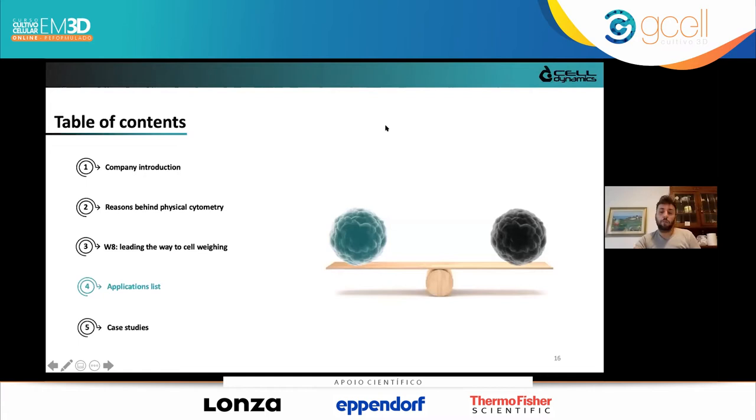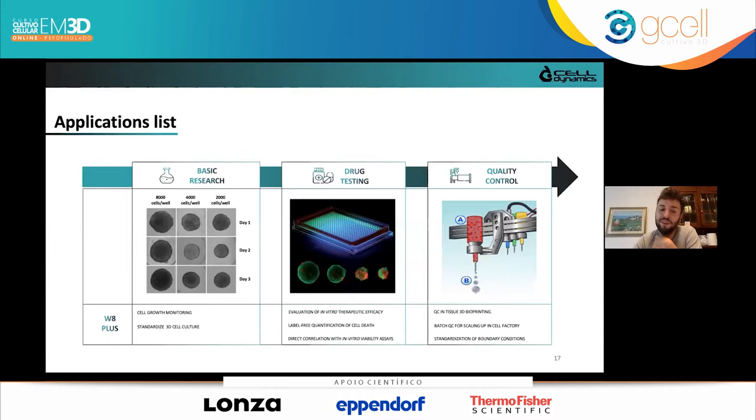Let's take a look at the major applications of this technology. I selected three evocative images to make it clear. So far we have selected three applications. Basic research, so you can use this technology and the output to monitor what are the physical changing of your samples throughout the time of your experiment. So over time, during the cell growth and the growth curve of your sample. So you can do cell growth monitoring, and you can also standardize your 3D cell culture.